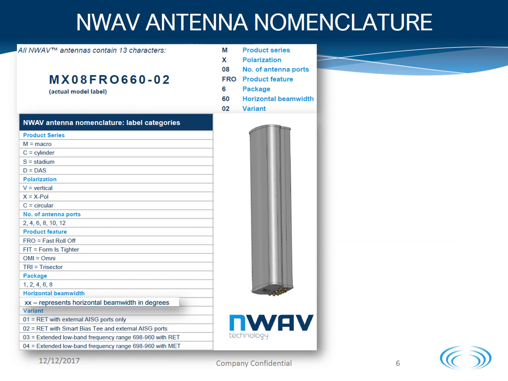NWAV antenna nomenclature. This document is available on our website for download. Let's break down this example model number to get a better understanding. The MX identifies the product series and the polarization type. So M for macro and X for cross pole. 08 identifies the number of ports on the antenna, 8 ports or octoport. FRO is the product feature for fast roll-off.